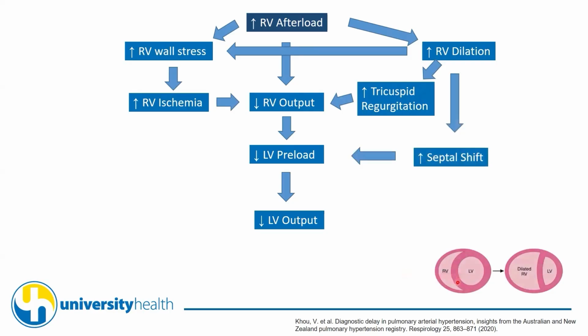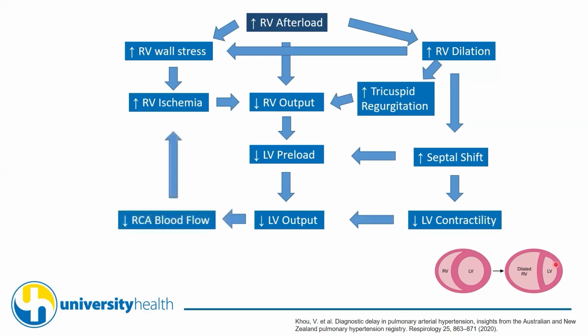Imagine the RV and the LV being in a small Manhattan apartment. So once the RV is dilated, the LV suffers. So you get reduced LV preload, and you also get reduced LV contractility because of this as well. The decrease in LV output causes a decrease in the right coronary artery blood flow, and this cycle goes round and round until ultimately you're diagnosed with cardiogenic shock.